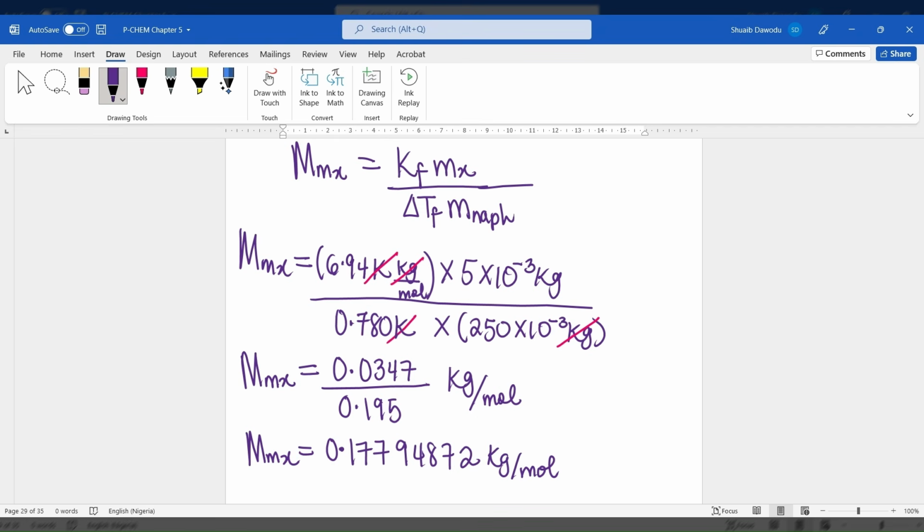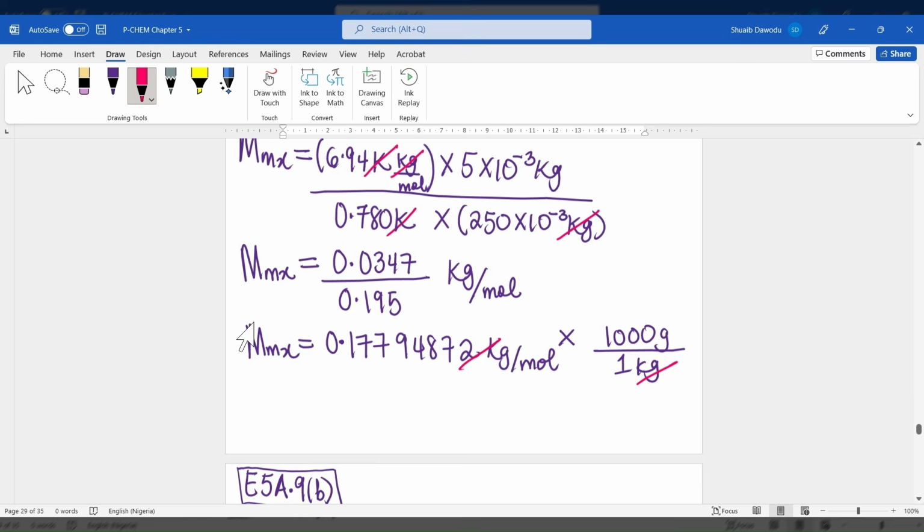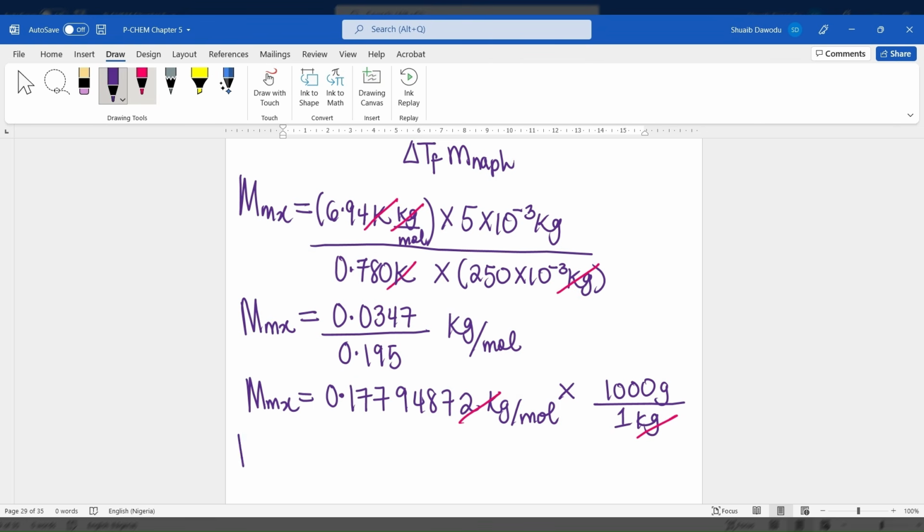But there are two things that we have to take note of in this answer. First of all, usually molar mass is found in gram per mole. So I am going to have to change this from kilogram per mole to gram per mole. I'm just going to multiply this by 1000 grams per 1 kilogram. So we cancel out the kilograms, and we're going to have this now in gram per mole. So the molar mass of X, 0.177948 times 1000, is now 177.949 gram per mole. And that's basically the answer to our question.